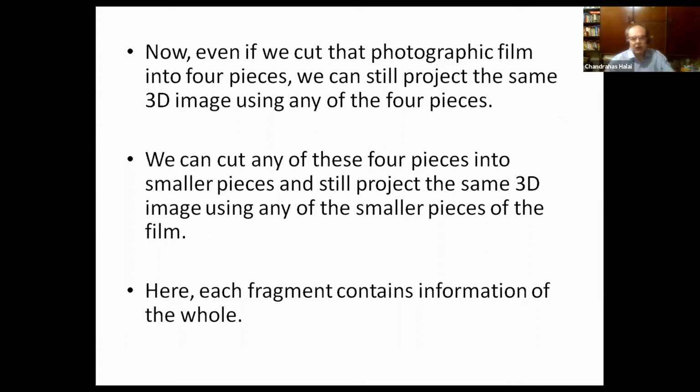Now if we have that film, a negative, and we cut it into 4 parts, then each part will still give us the same 3D image. We can still project the same 3D image using any of the 4 parts. We can cut any of these 4 pieces into still smaller pieces and still project the same 3D image. It means that each fragment of the film contains the information of the whole.